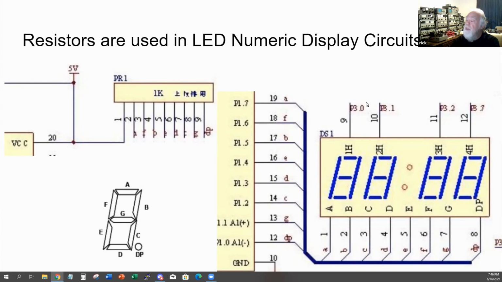And in this case, the digit leads are negative, the segment leads are positive, and in order to make that happen, this resistor is connected to your 5-volt supply, and this actually has 8 resistors in it. One end of each resistor is connected to pin 1 to the 5-volt supply, and the other end of all 8 resistors is connected to each of the segment leads.